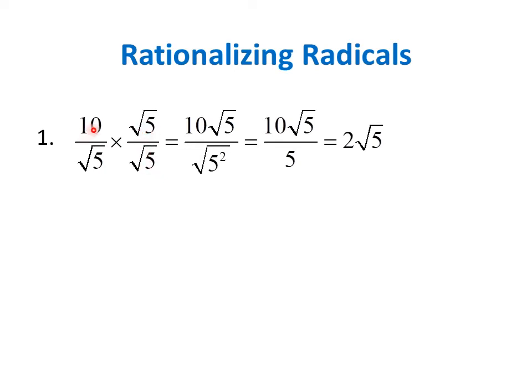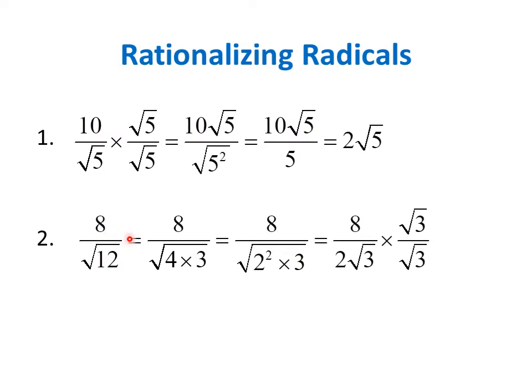So let's multiply the numerators. 10 times the square root of 5. And the denominator's square root of 5 times the square root of 5 is the square root of 5 squared. Let's copy the numerator. The square root of 5 squared, of course, is 5. Simplify the numbers. 10 divided by 5 is 2 times the square root of 5.